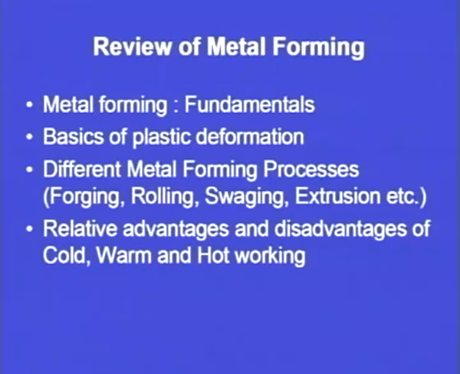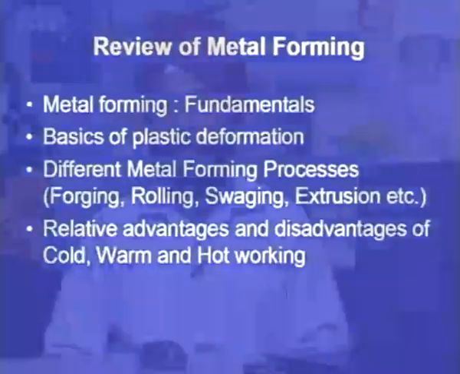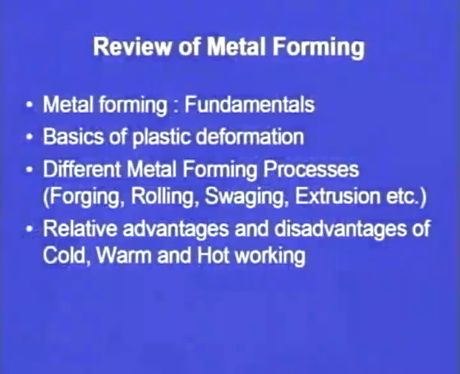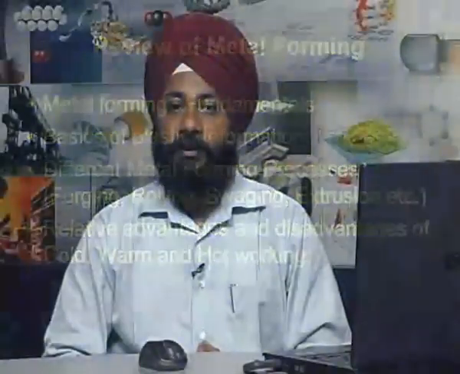These different metal forming processes were forging, rolling, swaging, extrusion, etc. We have seen with the help of line diagrams how these processes work. Then we discussed the relative advantages and disadvantages of cold, warm and hot working. This is all that was covered in the first lecture on metal forming. From now onwards we will discuss one process in each lecture. Today's lecture will be dedicated to the forging process, which is one of the important aspects of metal forming technology.